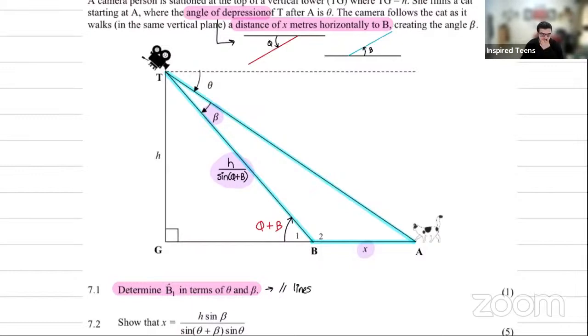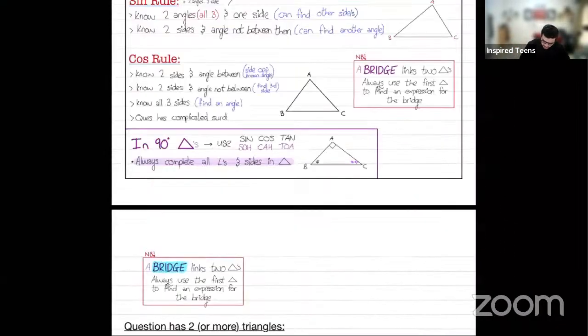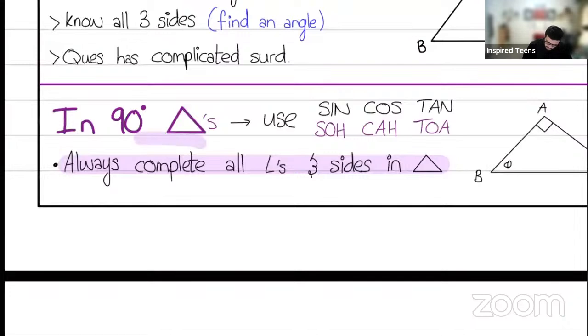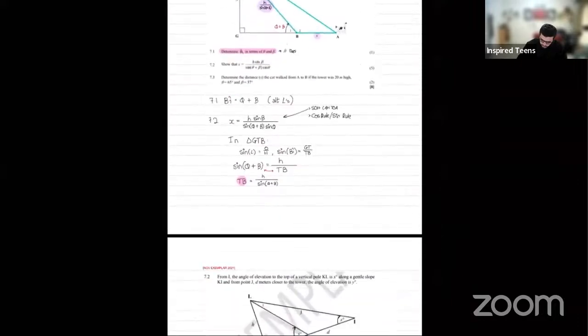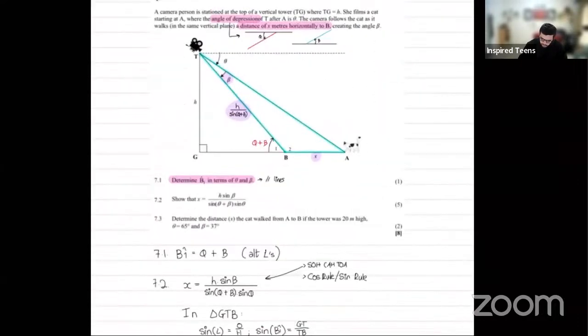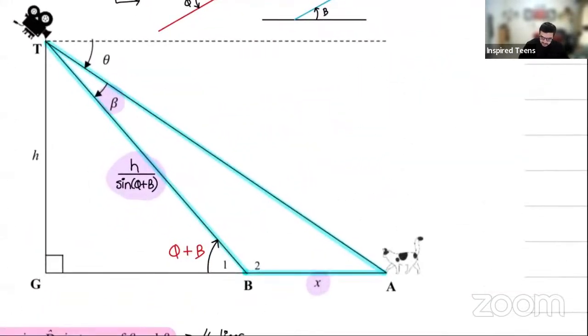Yes, we technically do have more things, but there's a little step that we have to follow in order to get those more things. I should actually write it for both, and I will do that. Always complete all angles and sides in a triangle, if possible. And that's exactly what we're going to do. We're going to use Euclidean geometry to complete the angles in this triangle.